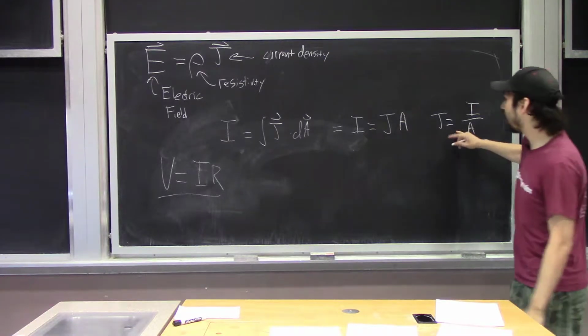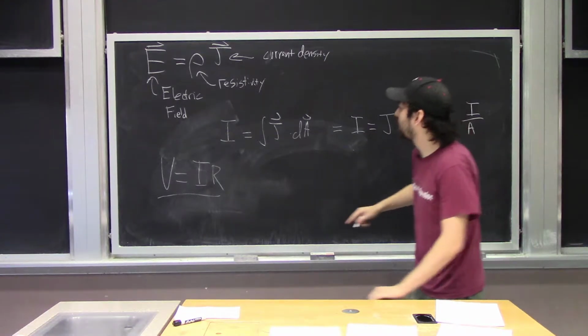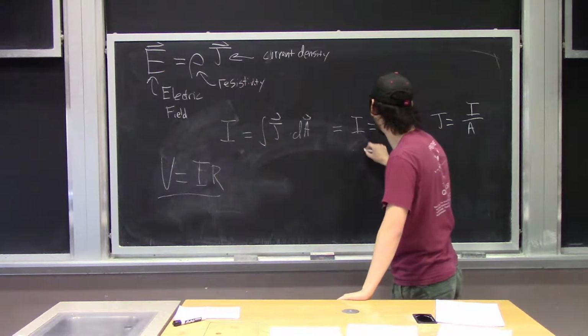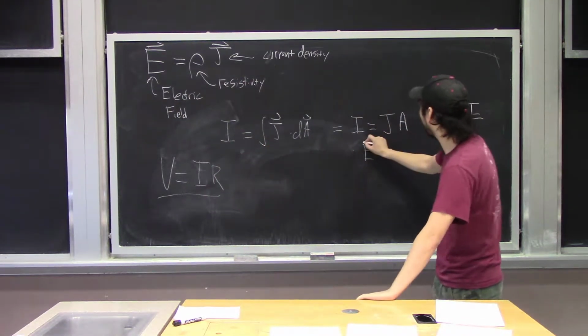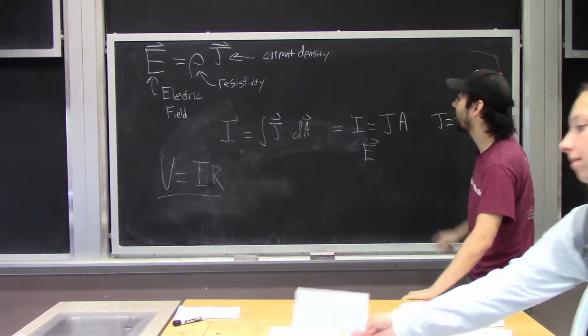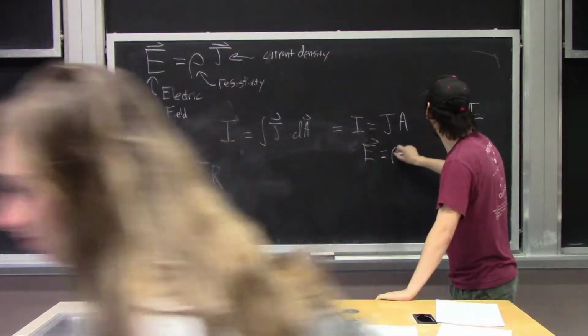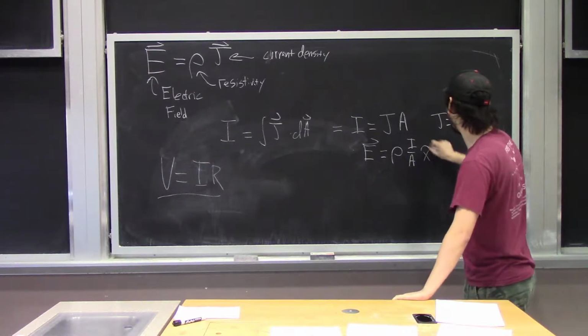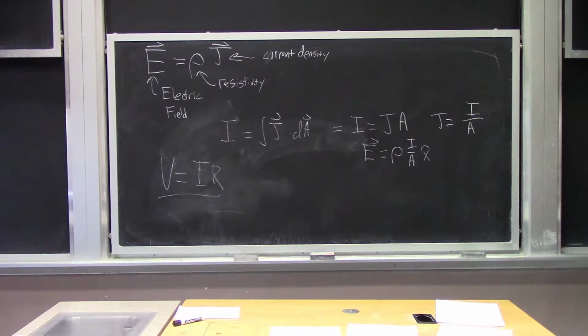So now that we have this, we can plug it into our microscopic form of Ohm's law. And that's just to say that as a magnitude, or I could recover the vector by saying E vector is going to be equal to rho times I divided by A times some unit vector we can say is in the x hat direction, just for this example.